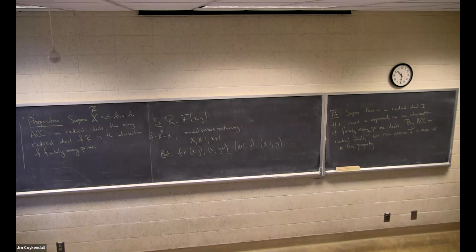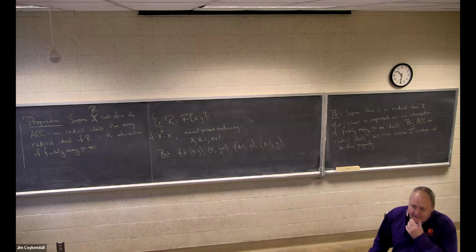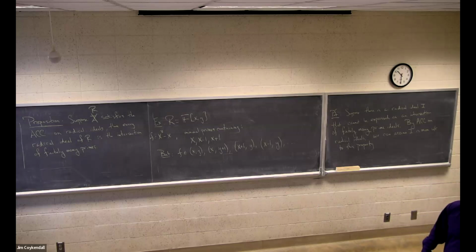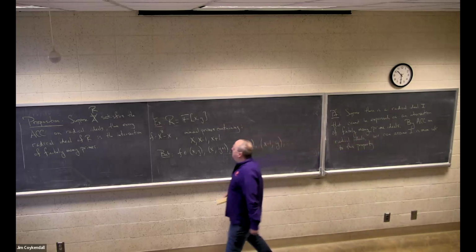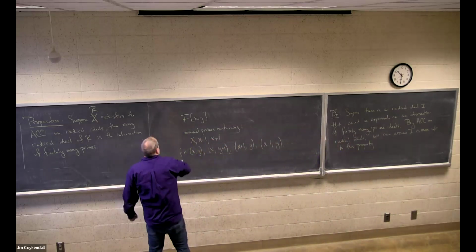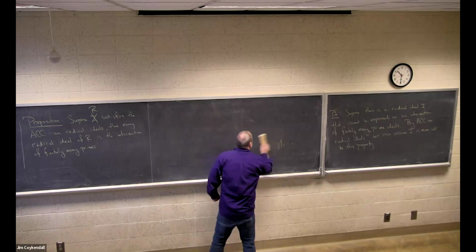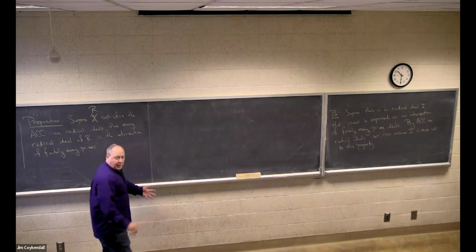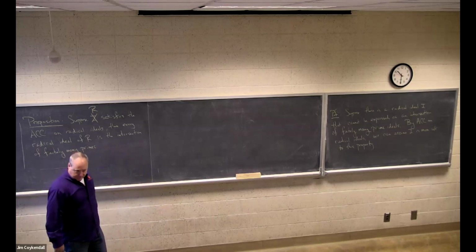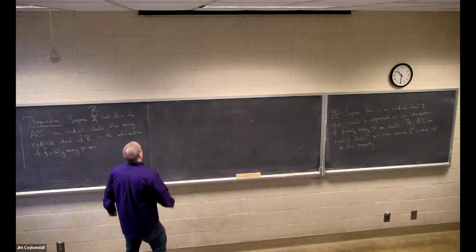So there's an ideal that's maximal with respect to this property. I'll give you a hint. I'm going for a contradiction here. It can't be prime and we're going to prove it's prime. That's essentially what's going to happen here. I'm going to show this can't be prime, but we're going to show that it's prime.